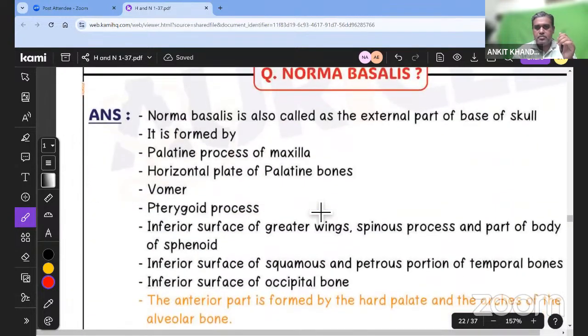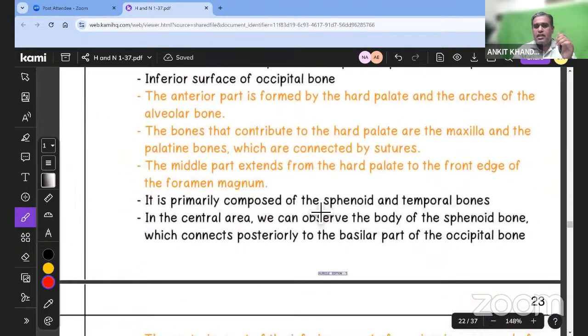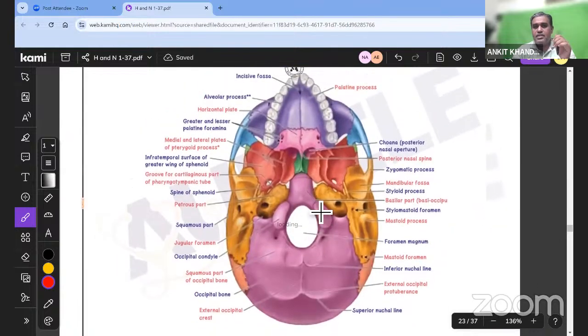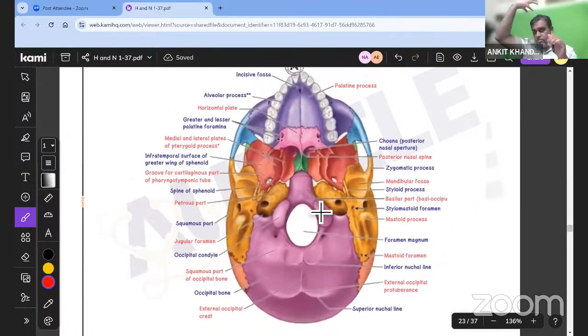Just go through it. Okay, norma basalis. Basalis, again, we have all the foramens that we have seen already. But while studying the foramens, we saw from the cranial fossa. If you just remove the whole skull and you look from below, this is how the picture looks. Most of the foramens are here, which you will see in the norma basalis. In norma basalis, the foramen you won't see is the foramen rotundum. That rotundum foramen opens anteriorly. So it doesn't open down. It opens anteriorly. So you don't see rotundum over here.